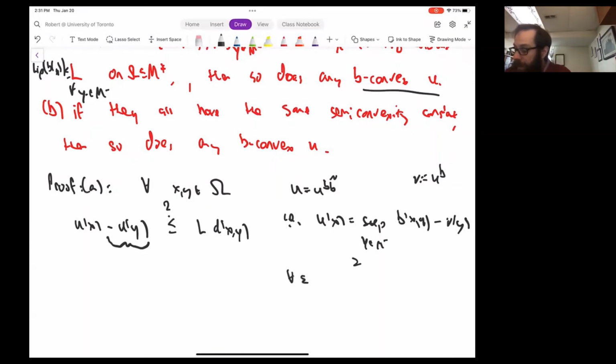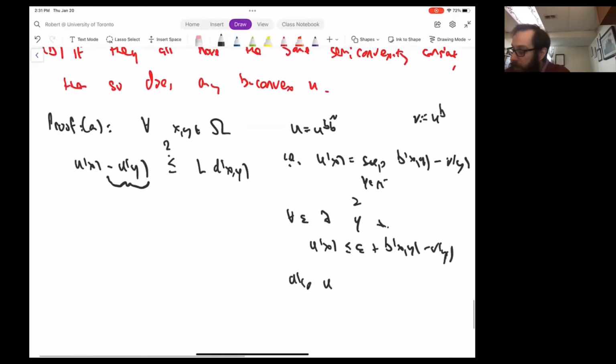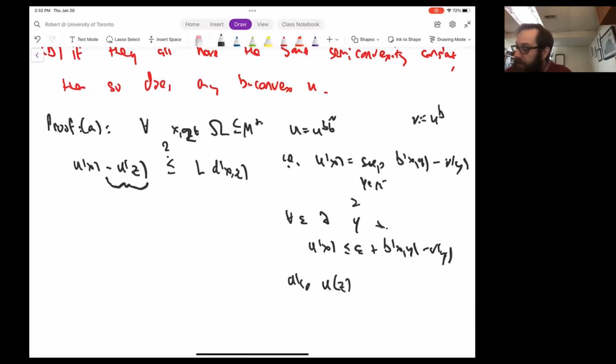So for every epsilon, there exists y such that ux is almost as big. So ux is less than epsilon plus bxy minus vy. And also, lousy notation, let me rather call this argument z. So also u of z, because it's defined as a supremum, is bigger than bxy minus vy for the same y as we chose for x.